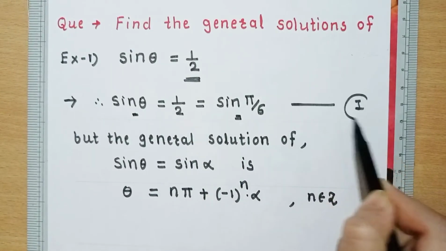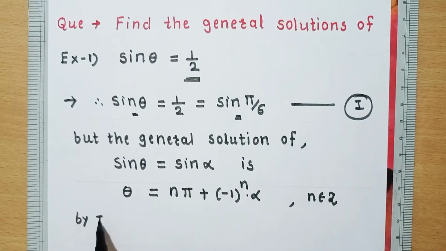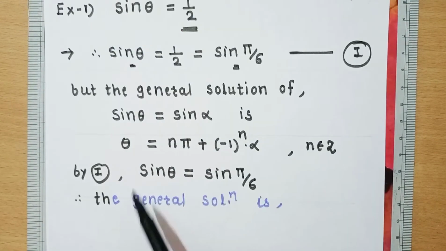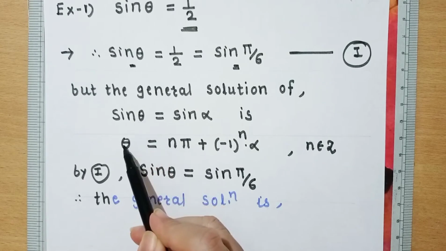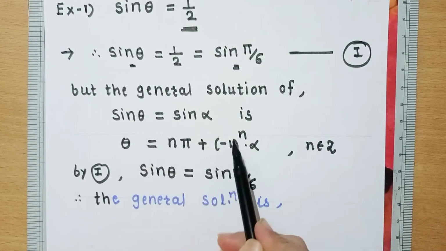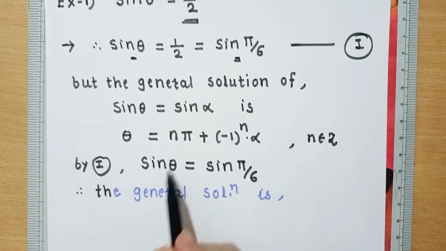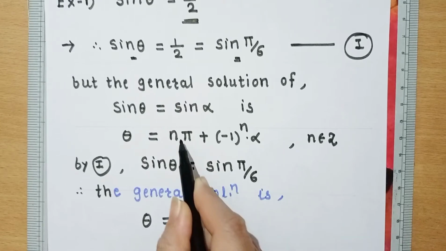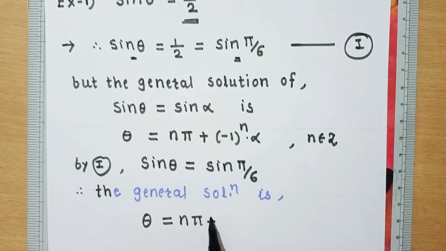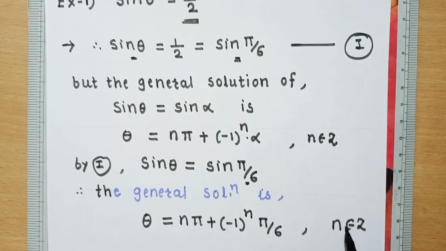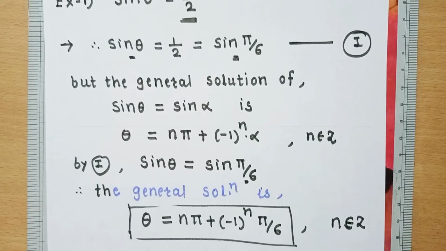Say this is the first one. Therefore by 1, we have sin theta is equal to sin pi by 6. Now look here, the left hand angle we have written here n pi plus minus 1 raised to n as it is, and only here we have to substitute the right hand angle. So here theta is equal to, write down this n pi plus minus 1 raised to n, and the right hand angle is pi by 6, where n belongs to z, is the general solution of the given example. Very easy.